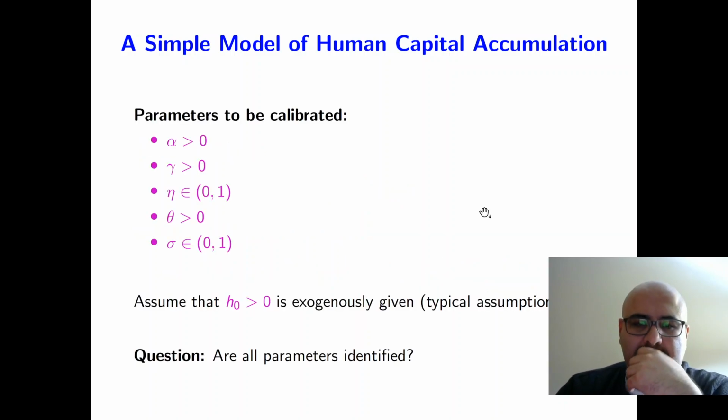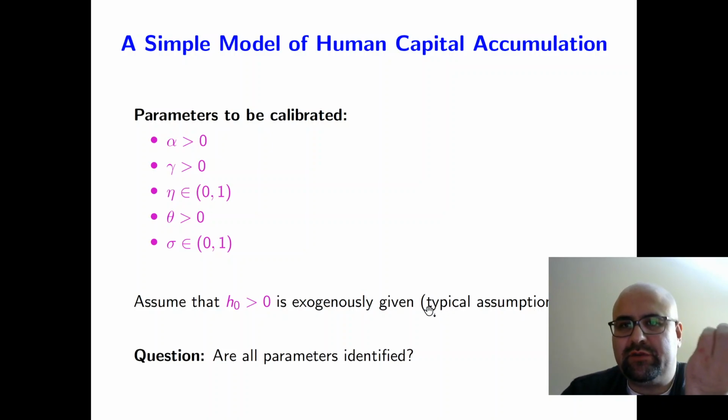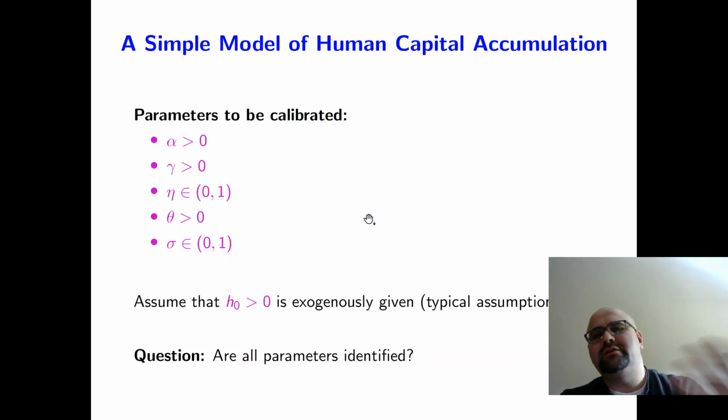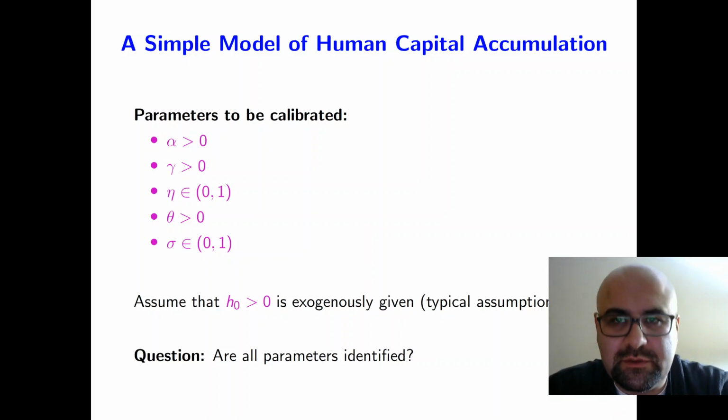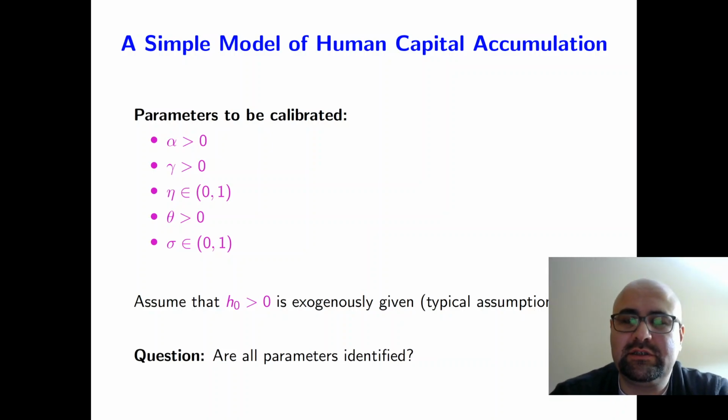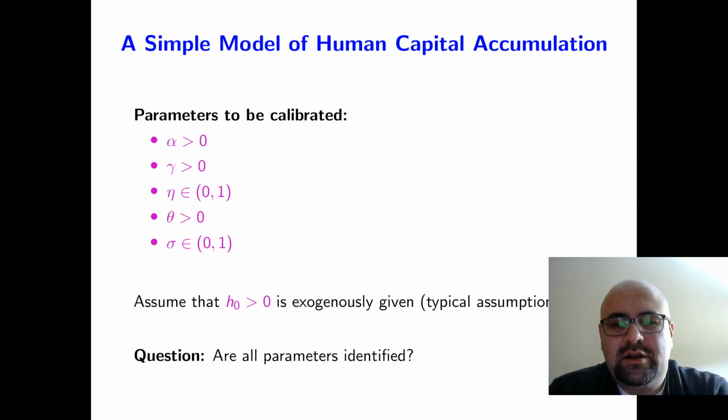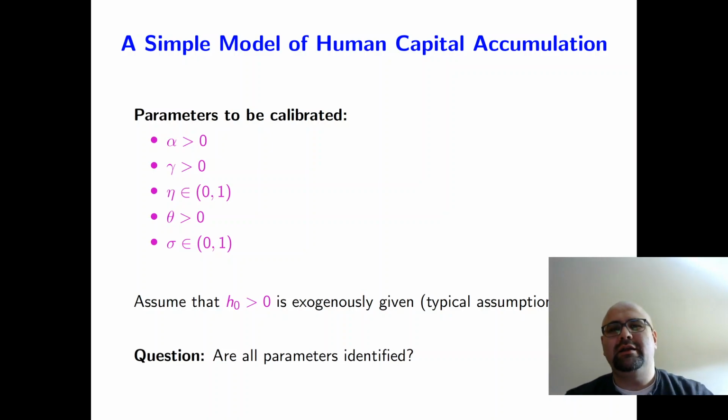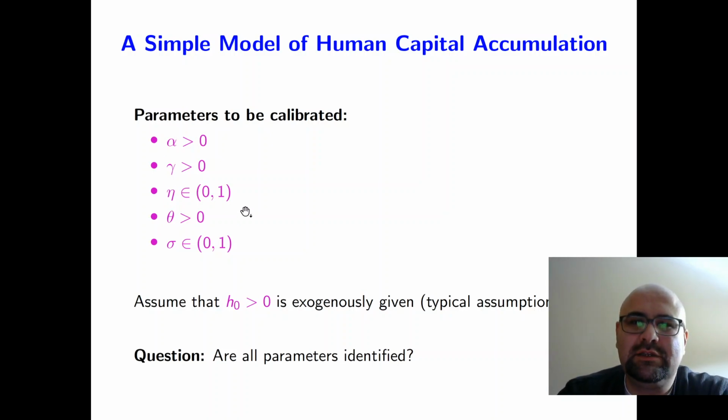One typical assumption in growth models is that for the endogenous state variables, the initial values are usually given. Here, that key endogenous state variable is human capital per worker, and we assume that H0 is exogenously given. And then here comes the most difficult question: are all parameters identified? Identification here is not the same thing in the econometric sense of the term, but similar. The question is, can I learn the values of these parameters from the data? In that sense, they are the same thing.